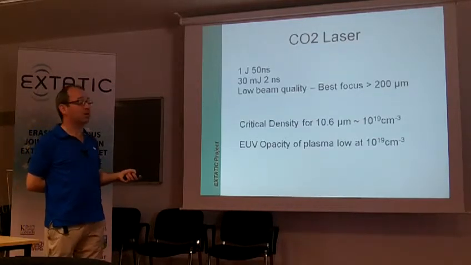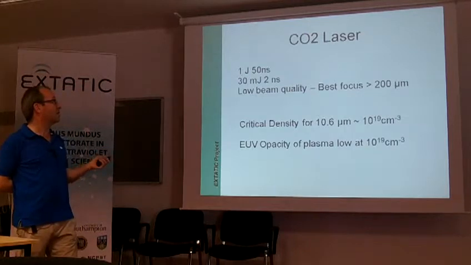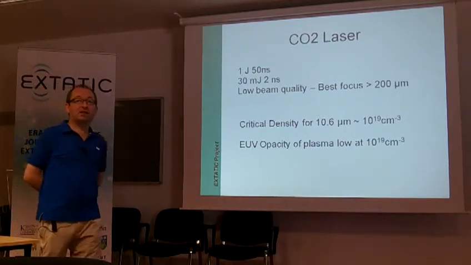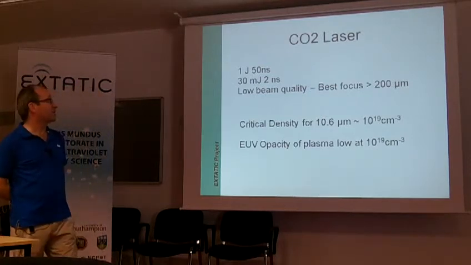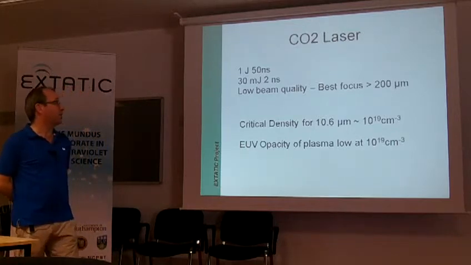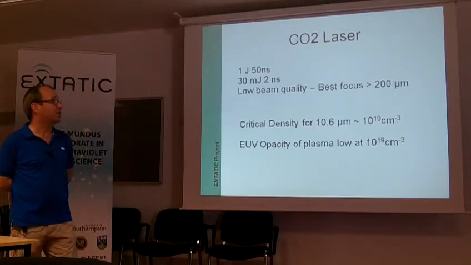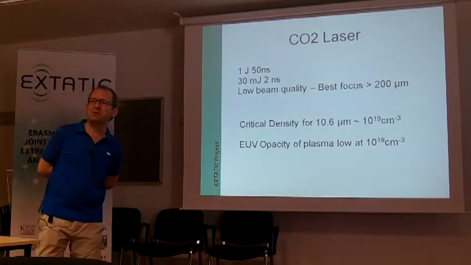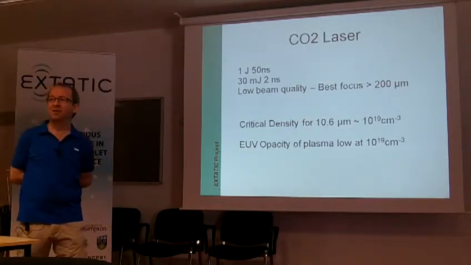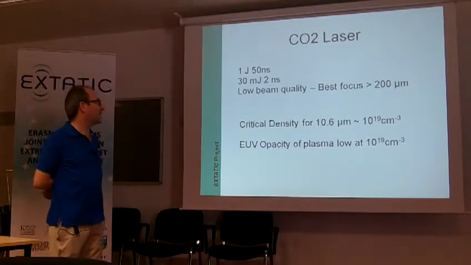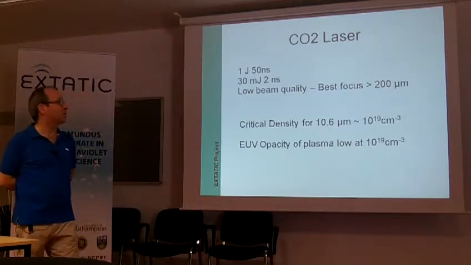The lasers that we're going to use are a CO2 laser with 1 joule in 50 nanoseconds. We have shortening techniques that can take that down to 2 nanoseconds, but we lose most of the energy. It goes down to about 30 millijoules. But we may end up using the shortening system. We also need to improve the focusing of the laser, because currently we can only focus it down to about 200 microns, 500 microns. So we need to improve that. We can start with the CO2 laser, and that's what we'll do.